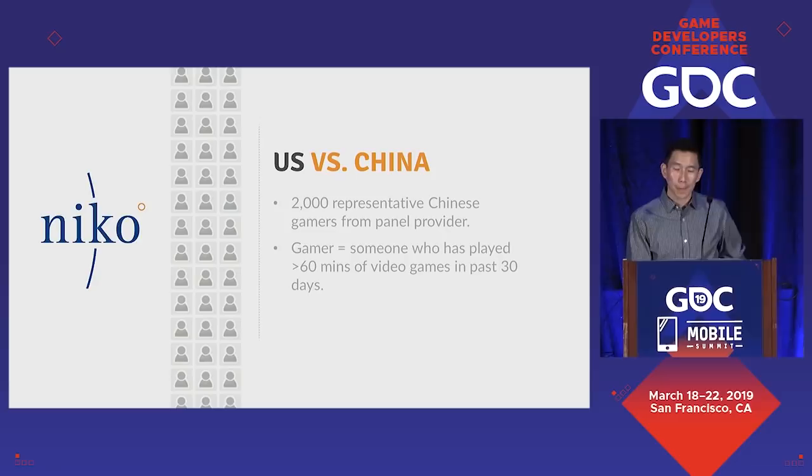Over the past year or so, we've been working with Niko Partners on a series of survey-based projects. Niko Partners is a market research and consulting firm that covers the games market in Asia. In one of these projects, we surveyed 2,000 Chinese gamers and included the motivation assessment questions. It wasn't the direct goal of that study to do the cross-cultural comparison, but the data allowed us to do it. So we compared gamers in the US from our data set against gamers in China from Niko's data set, using the same motivation questions, translated, of course, to simplified Chinese.